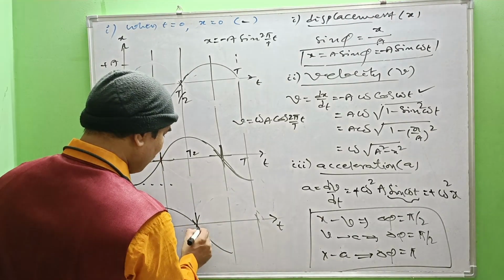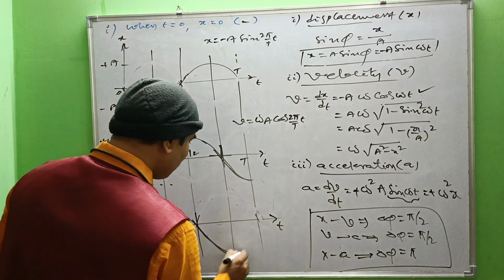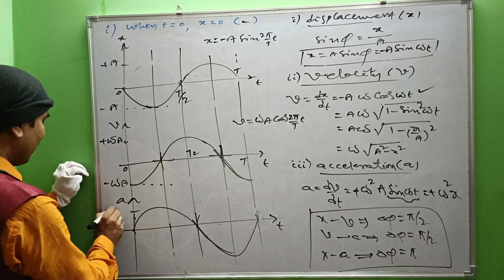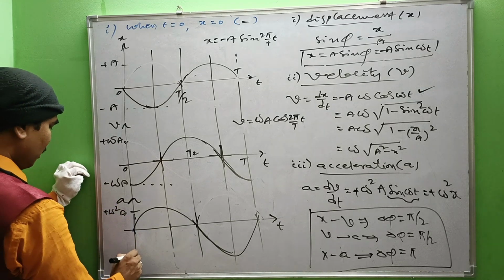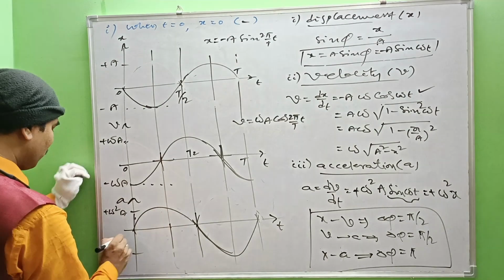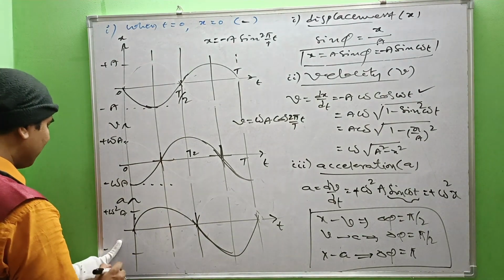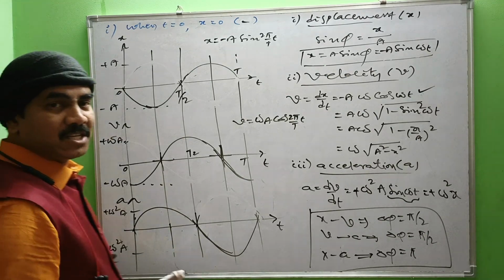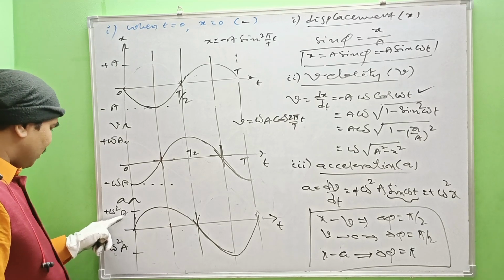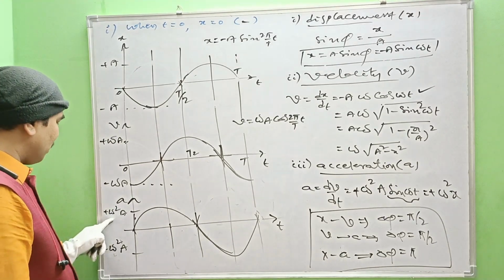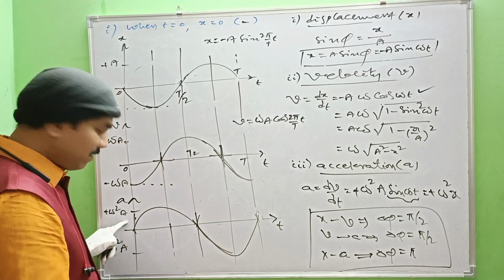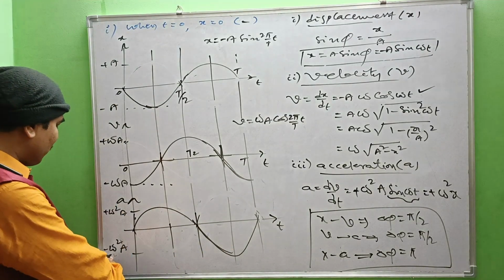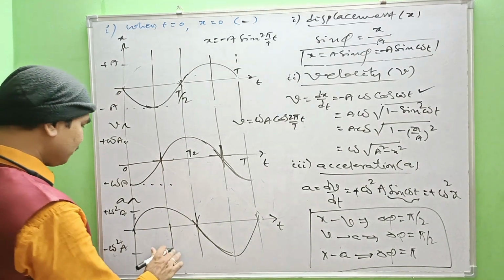Again, crest goes to trough. Now what about values here? Peak value of acceleration is plus omega square into a. Here it is minus omega square into a. Maximum acceleration you can find at extreme positions. At the positive extreme position, maximum acceleration equals plus omega square into a. At the negative extreme position, maximum acceleration equals minus omega square into a, right?